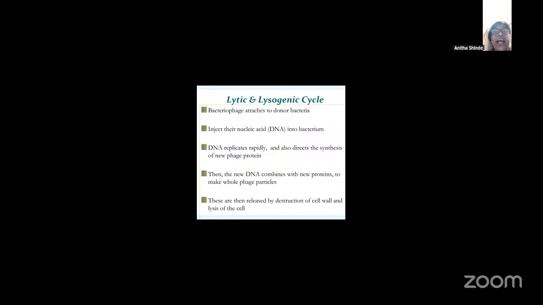Coming to the lytic and lysogenic cycle, the bacteriophage attaches to the donor bacteria. Then it injects its nucleic acid into the bacterium. The DNA replicates rapidly and also directs the synthesis of new phage protein. The new DNA combines with the new protein to make a whole phage particle. Then they are released by the destruction of the cell wall and lysis of the cell. That is called the lytic cycle. The lytic and lysogenic cycles are very important to understand the concept of the transduction mechanism.